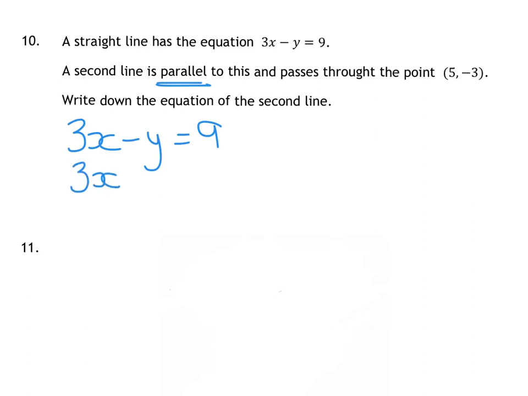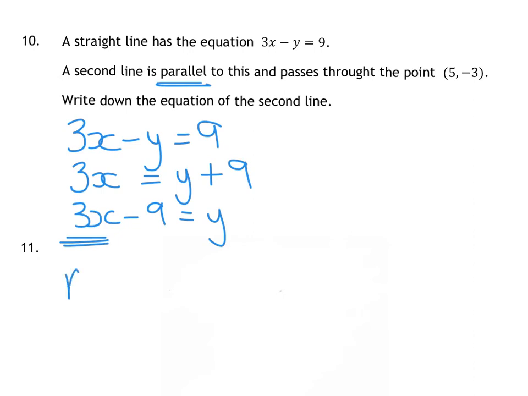So I'm going to make that 3x equals y plus 9. Then I'm going to take away the 9. So I have got 3x take away 9 equals y. Now the number in front of the x is your gradient. So I know the gradient of my new line is 3. And I know the point is (5, -3). So just to reiterate, the gradient of both lines is the same because they're parallel.